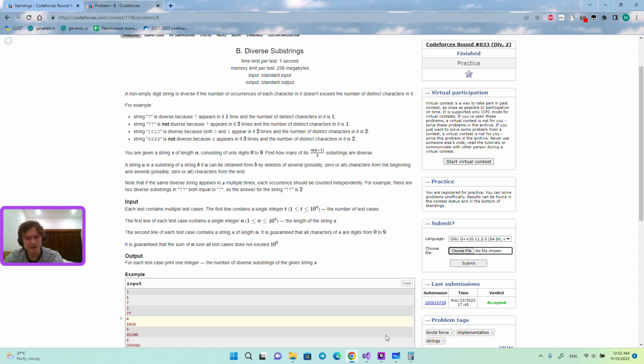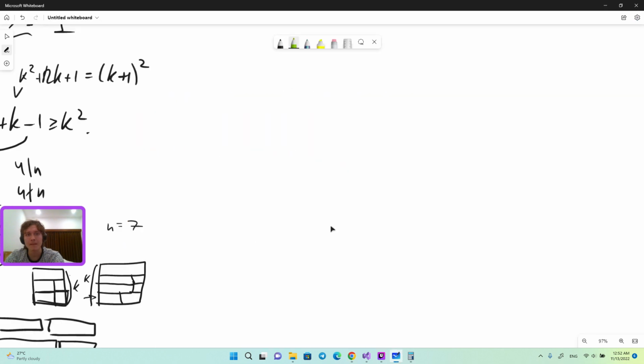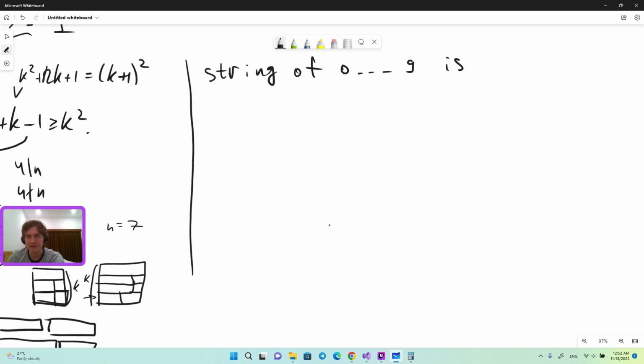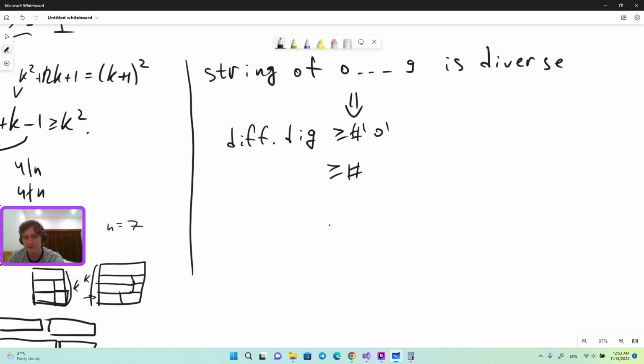Problem B is quite straightforward, so I won't explain it much. See, the key idea is that the string of digits 0 through 9 being diverse means that the number of different digits is at least the number of zeros, at least the number of ones, at least the number of twos, etc. Okay, let's sum this up.